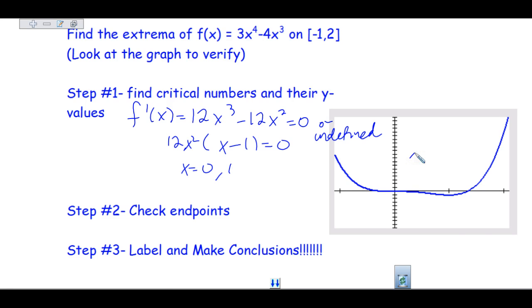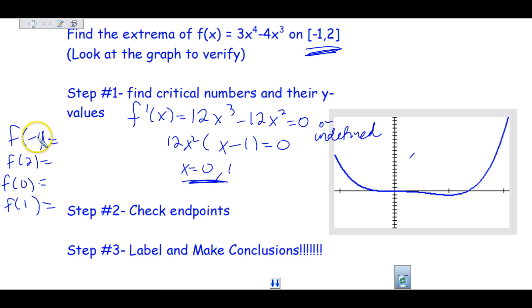So now I want to check where the absolute highest and lowest points are. Remember, we care about the highest and lowest points on the original function. So now we want to check, are these the highest and lowest points? But the endpoints are also candidates for the highest and lowest points. So we want to actually check the heights at -1, at 2, at 0, and at 1.